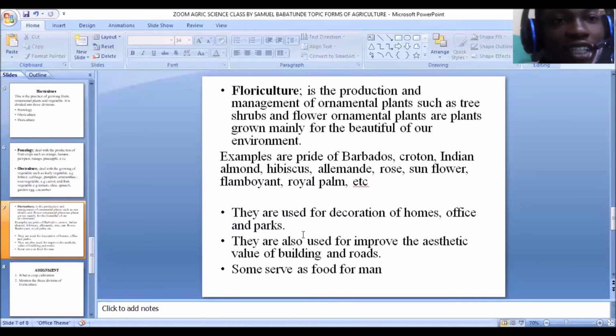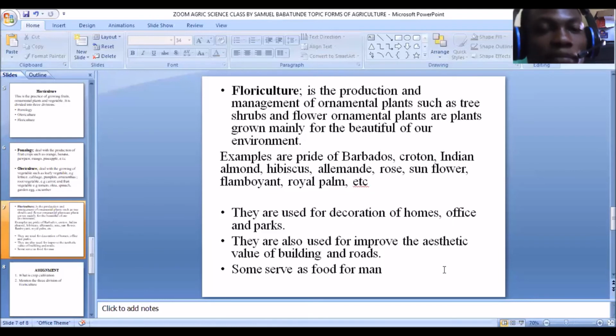Remember, I told you that the main aim of floriculture is for what? It is to produce plants that beautify our environments. Also, they are used to improve the aesthetic value of buildings and roads. This word aesthetic simply means what? Beauty. They improve the beauty, the value of our buildings and our roads.